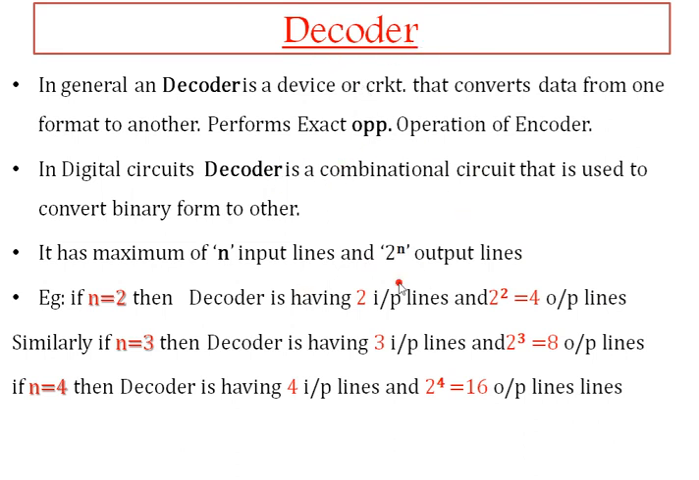A decoder circuit has n input lines and 2 power n output lines. If n is equal to 2, there are 2 input lines and 2 power 2, that is 4, output lines. If n is equal to 3, there are 3 input lines and 2 power 3, that is 8, output lines. Similarly, if n is equal to 4, there are 4 input lines and 16 output lines.